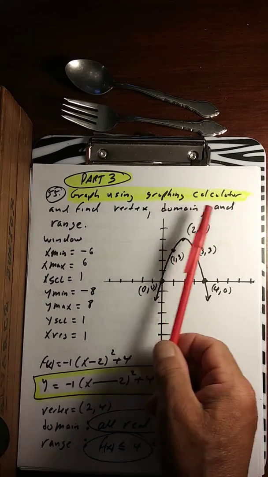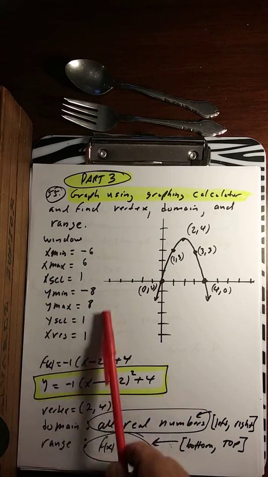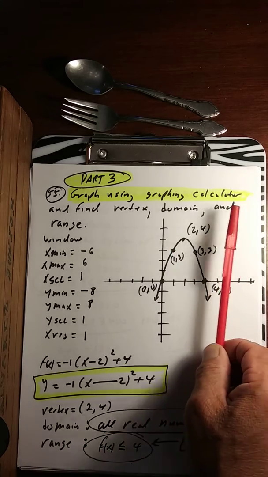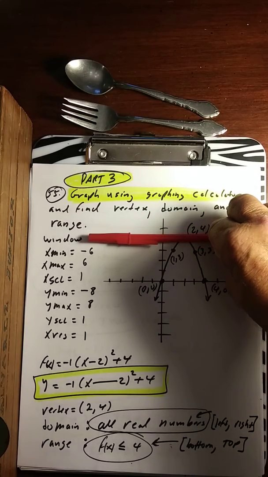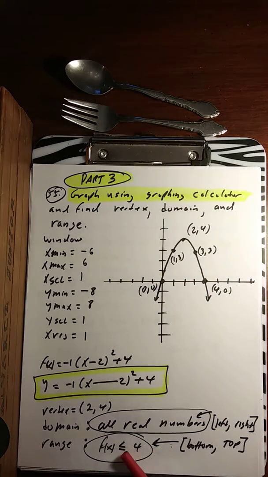Okay. Graph using graphing calculator. Find the vertex, domain, and range. So if you put in your Windows, put y equals this in your calculator, and you're going to get the vertex, domain, and range. Same thing for that. The domain is all real numbers, and the range goes from the bottom to the top right there. So it's going to be less than or equal to 4.